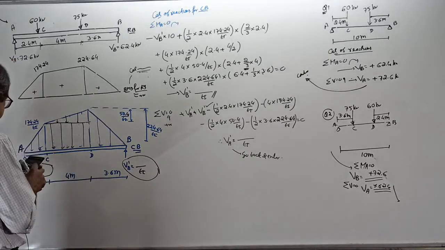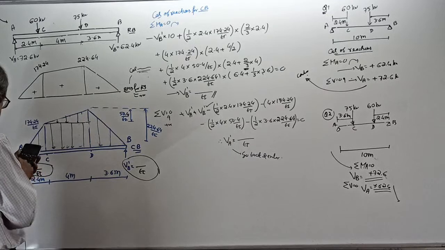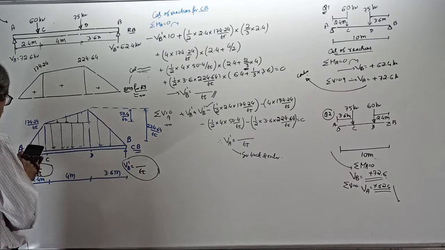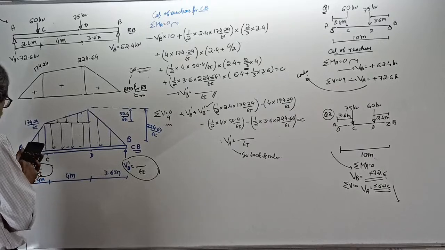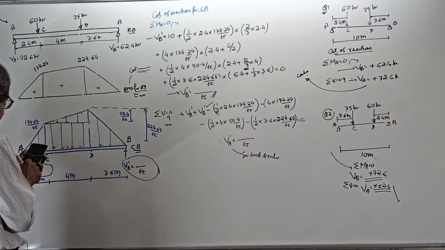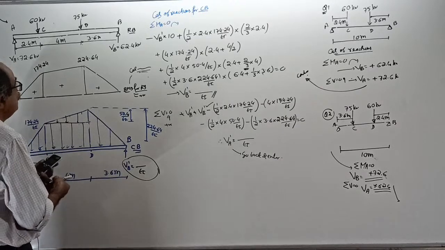It is half into 2.4 into 174.24 plus 174.24 plus 224.64 divided by 2 into 4 plus half into 3.6 into 224.64.